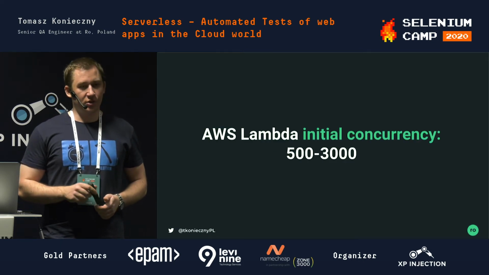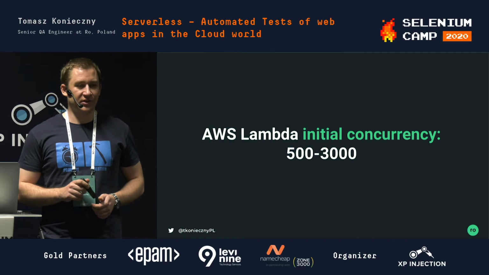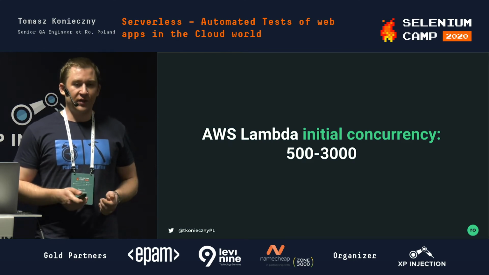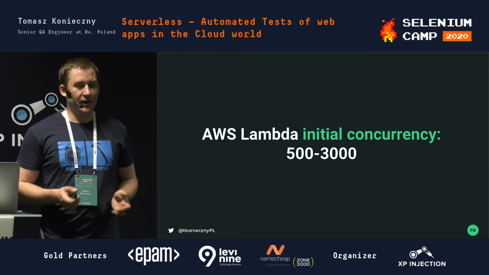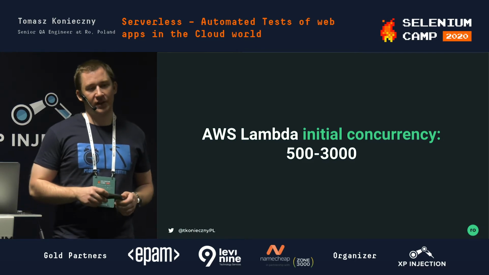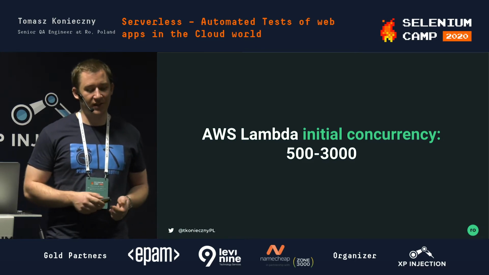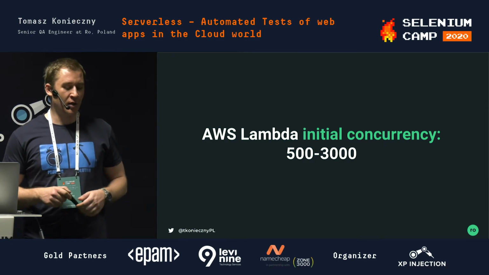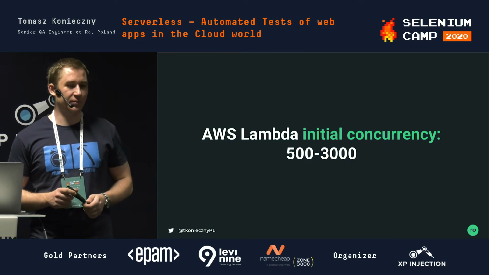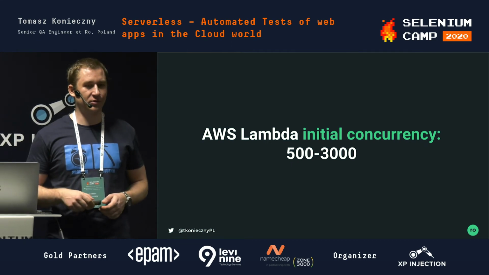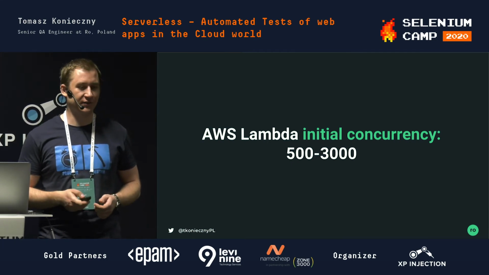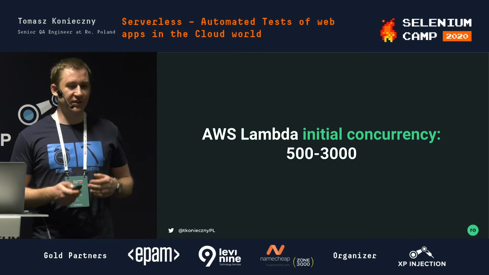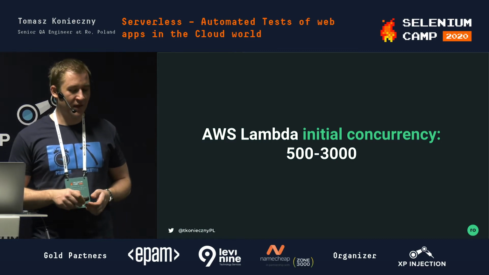So what's also great about Lambda is the initial concurrency. We can deploy our code, trigger it like 500 times just after the deployment, and we will get 500 results, or maybe even 3,000 results depending on the region. Because depending on the region, we can trigger from 500 to 3,000 functions just after the deployment. So that's the concurrency we need here.